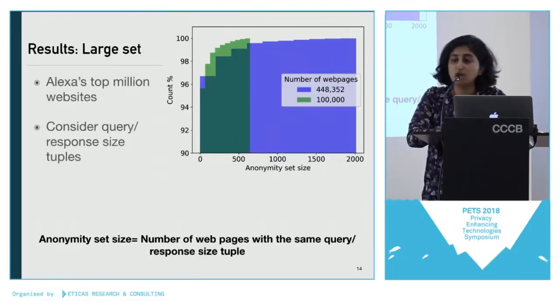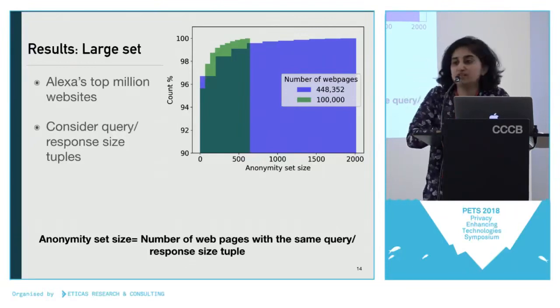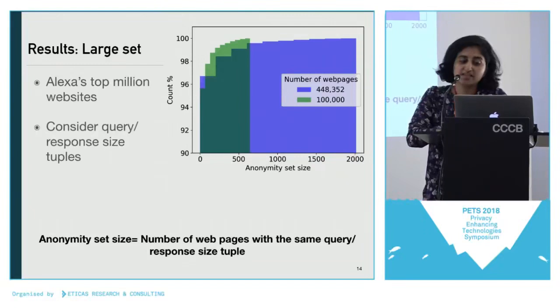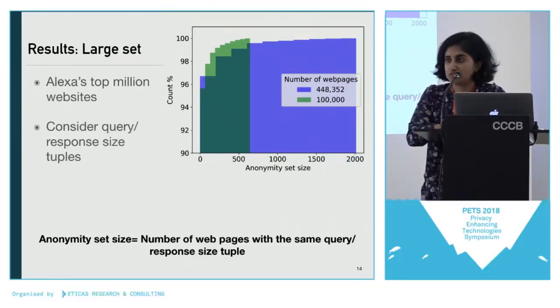We look at the anonymity set size, and here I define anonymity set size as the number of web pages with the same query and response size tuples. We look at the count for each anonymity set size value, and the plot here shows the cumulative distribution of these counts. The main point that we want to highlight from this plot is that the smaller anonymity set sizes actually dominate our results. And even when you increase the number of web pages, rather than having larger anonymity set sizes, you have an increase in the number of small anonymity sets.